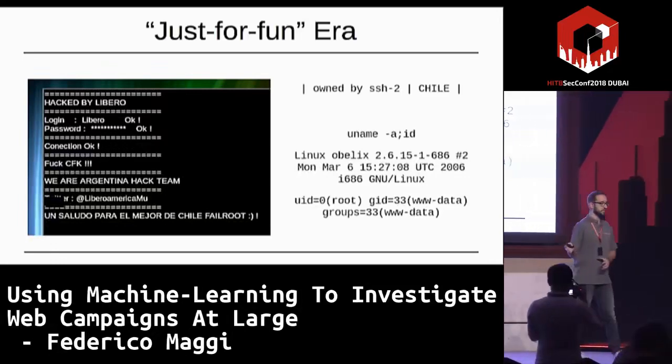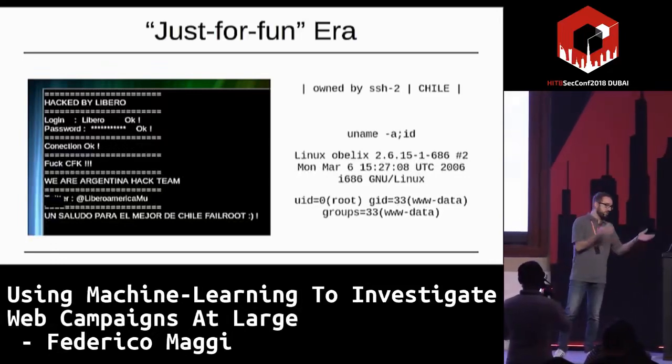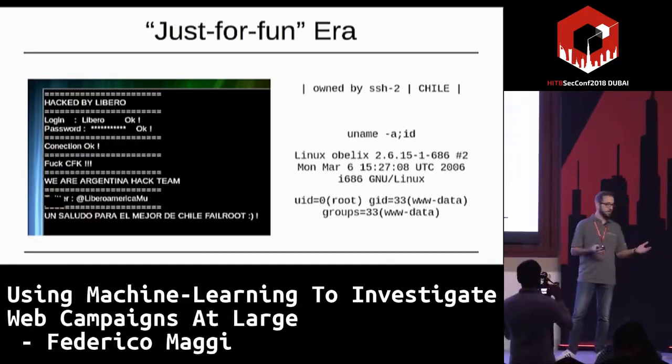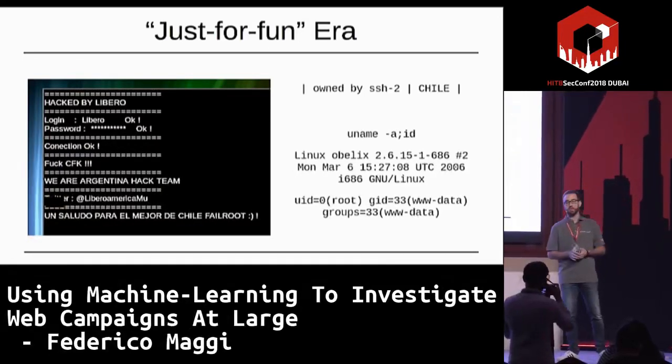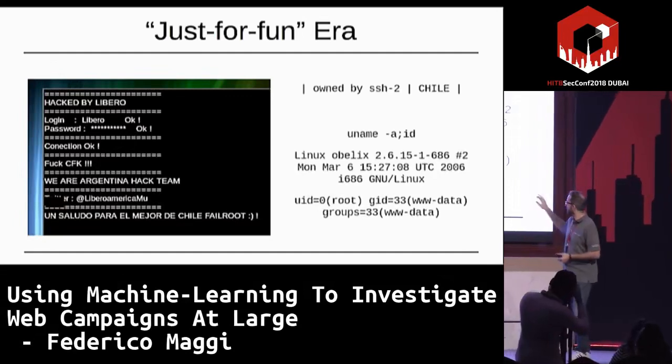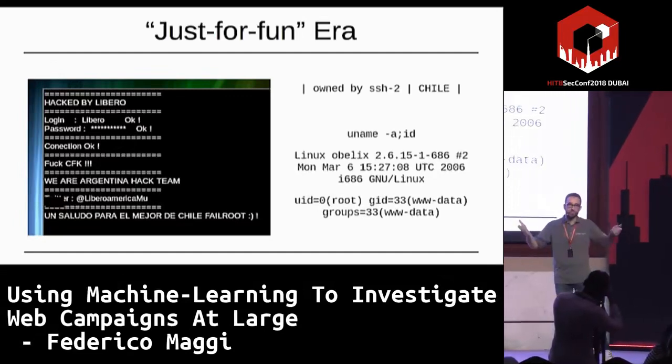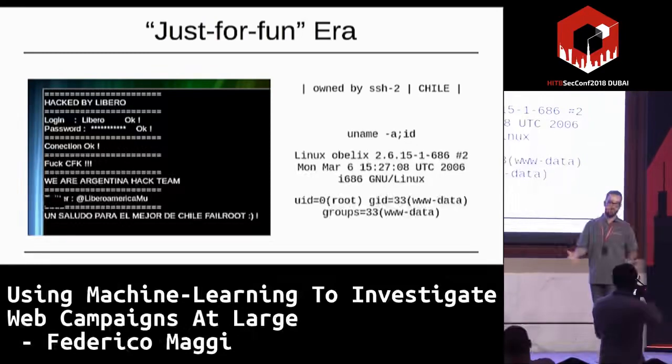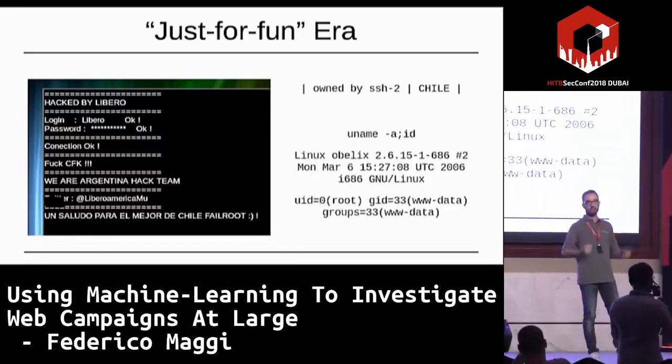So what you can see here on the left is a classic message, and on the right you can also see that the guy is posting UID equals 0 to prove that he or she has got root on the machine. So it was more like a showing-off kind of motivation.